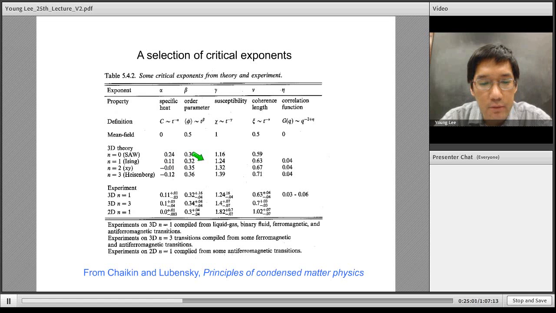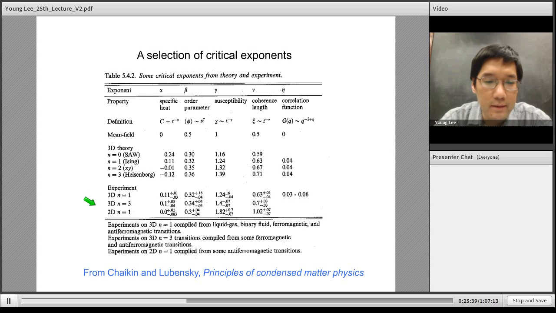I got this table from the Chaikin and Lubensky textbook that might be familiar to many of you. And if you look down here, they claim some exponents from experiment, and here are some different three-dimensional systems, and the betas that they get there actually look very close to what you expect in 3 dimensions from theory. And same with gammas as well. Something that I would note down here is this last line. It's 2D with n equals 1. So that's the 2D Ising model.